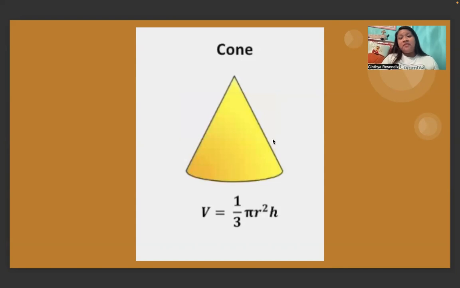The next shape we have been learning about is the cone. We usually see cones in the real world, like an ice cream cone. It is a circle with a vertex right here. The formula to find the volume of a cone is 1/3 pi radius squared times the height. This is the diameter, and half of the diameter is the radius, so that's where we get r from. The height is from the vertex to the bottom.